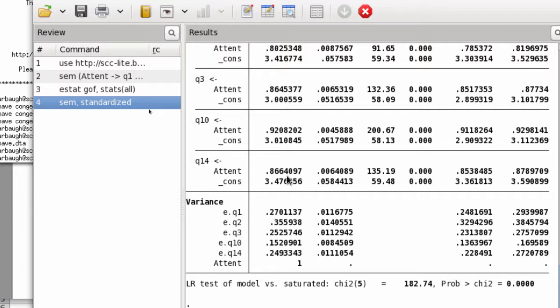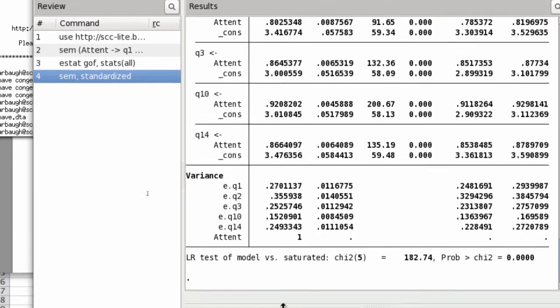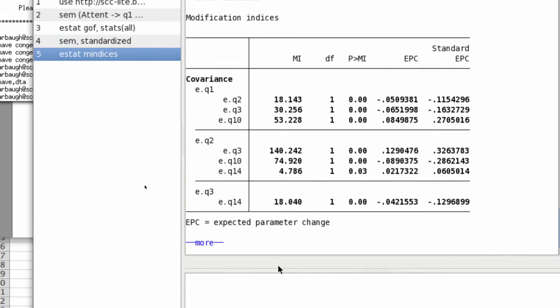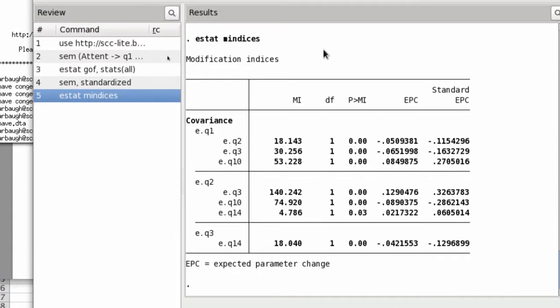All right, so what I'm going to do is I'm going to run the modification indices. Here, so estat mindices. All right, so let me scroll down a little bit. So I want estat mindices. Okay, so here's the code that I just ran.